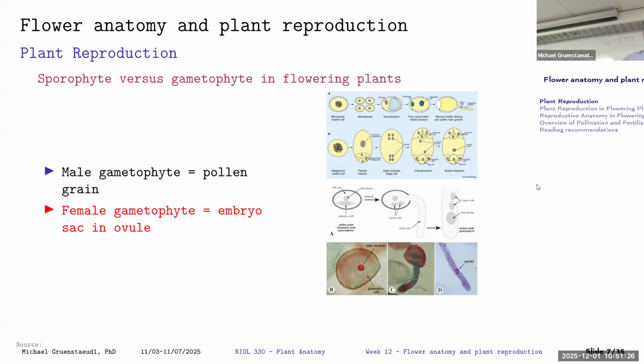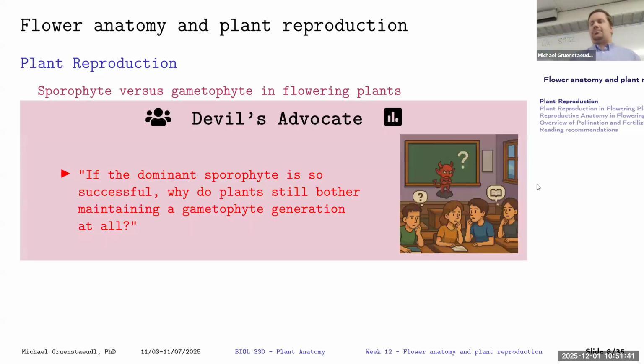Now, isn't that a reduction in gametophyte size? They only contain like a handful of cells, if at all, whereas the great majority is sporophyte tissue. Which brings me to a question for you. If the dominant sporophyte is so successful that basically every plant you look at is sporophytic tissue, why do we still have gametophytes? What's the purpose of gametophytes then? Do you see the point?